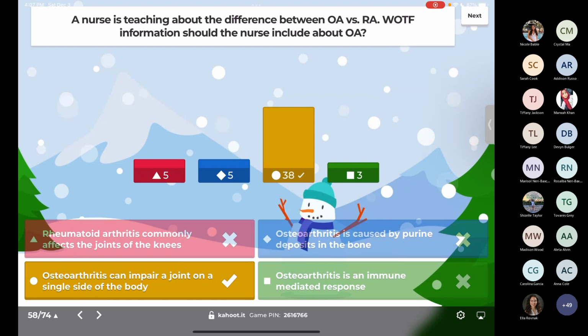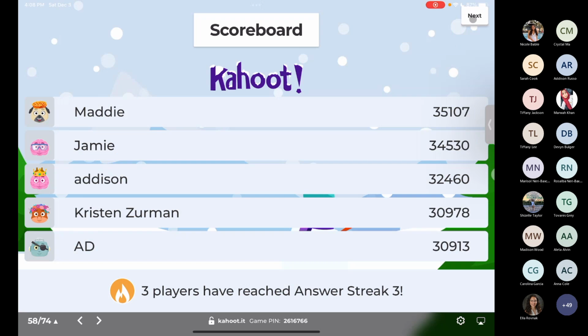Good job, guys. Osteoarthritis, remember, that's our wear and tear. So usually their arthritis is going to occur at one joint on a single side of their body.